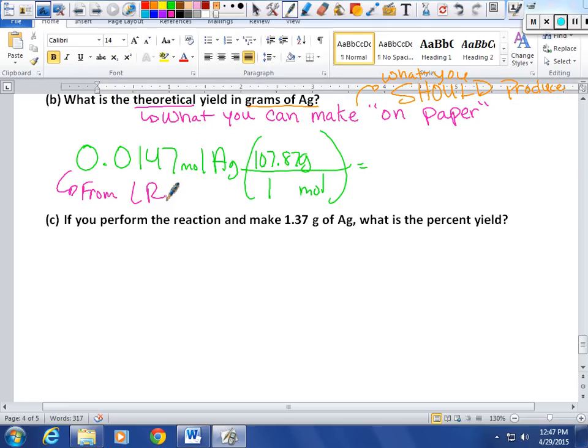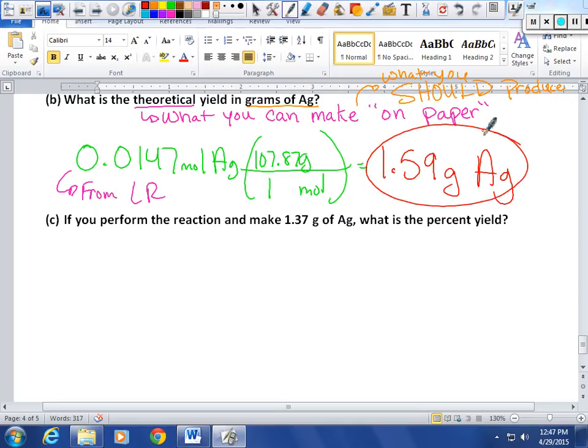Okay? Well, I need a value. I need an answer. What's the answer to this? 1.59 grams of Ag. So this is what we should theoretically get. So that is like making 100 on our test. If we did the lab and we got 1.59 grams of silver, you did it perfectly. Everything you did was flawless.